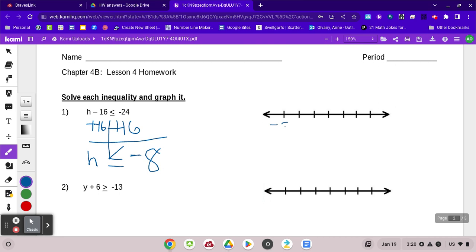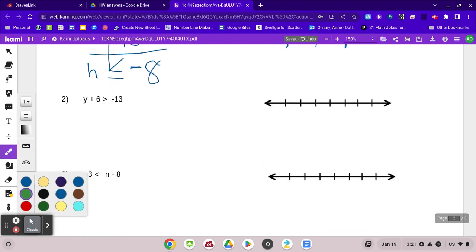So we have -9, -8, -7. I'll try a different stylus. Okay, that's a 7 there. And we're going to have a closed circle at -8, and we're going to shade to the left.